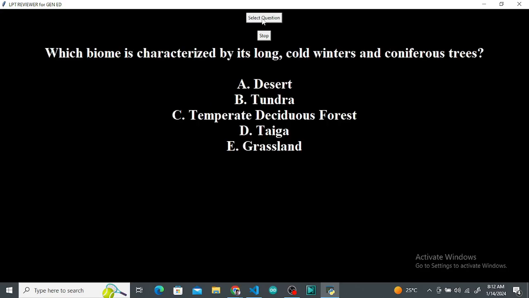Which biome is characterized by its long, cold winters and coniferous trees? A. Desert. B. Tundra. C. Temperate deciduous forest. D. Taiga. E. Grassland. The correct answer is taiga.